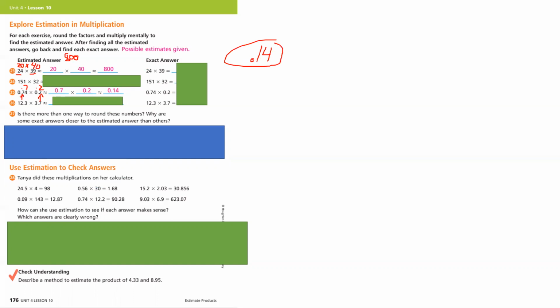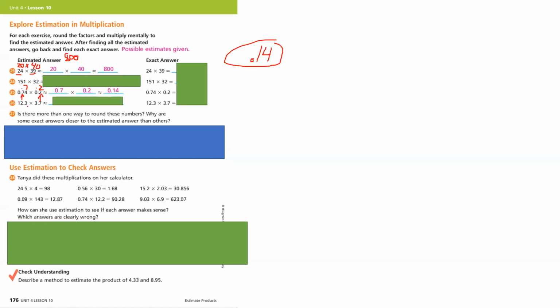But there's a bunch of different ways you can do this. I mean, no one's telling you you have to round each to the nearest tens place. You could have said this is close to 1, and 1 times 0.2 is 0.2. So you could have said it's 2/10 as your estimated answer, and that would make total sense to me. So there's a lot of wiggle room when estimating, because estimating is just a way for you to figure out what's close to the real answer.